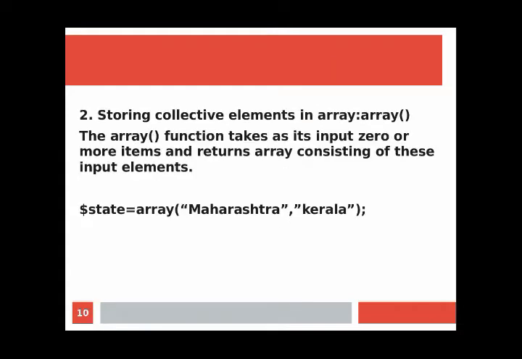Second, that is storing collective elements in an array. We will see that example also. The array function takes as its input 0 or more items and returns an array consisting of these input elements. Here we will see how the collective array will be considered. $state equal to array, and in bracket within double quote Maharashtra, comma within double quote Kerala. So here we have taken the collective elements in an array.